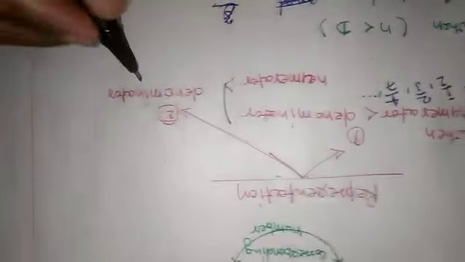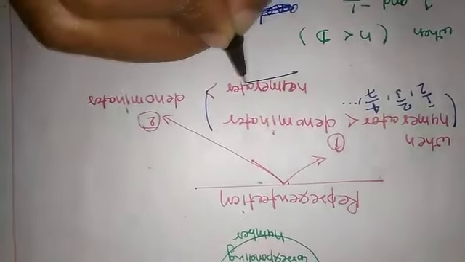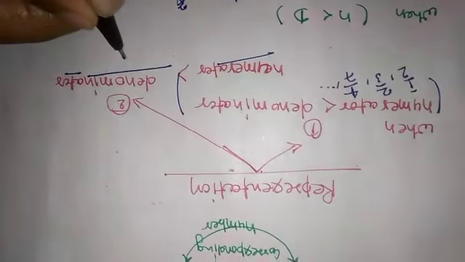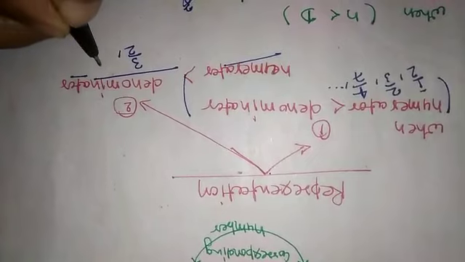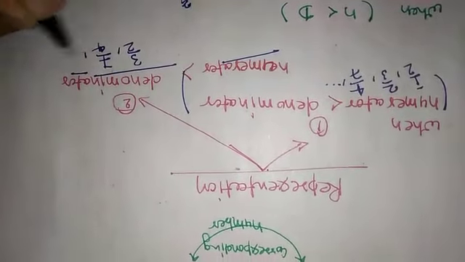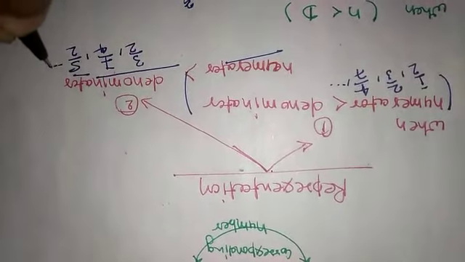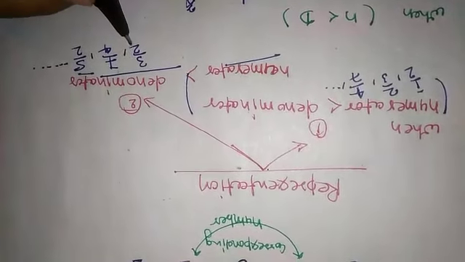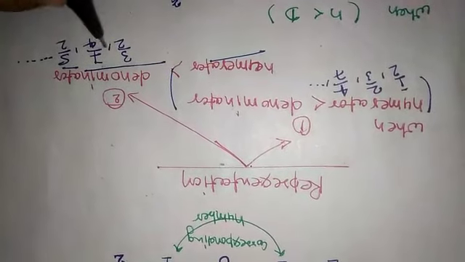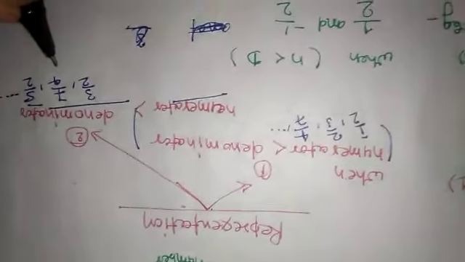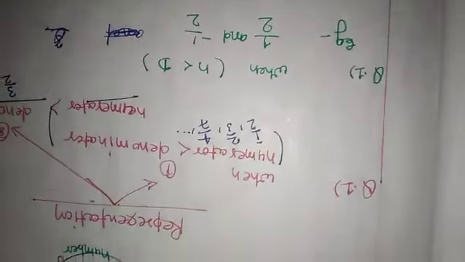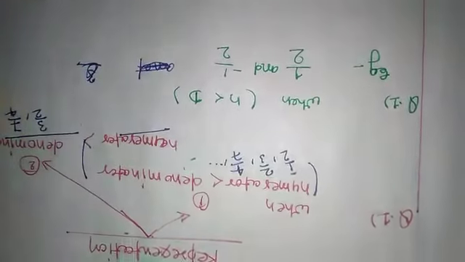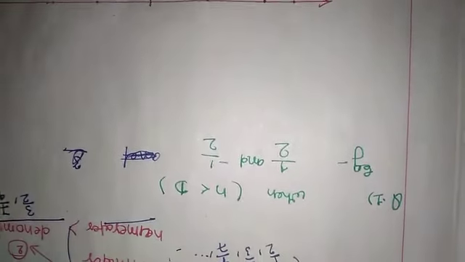And the second type, in which the numerator is greater than the denominator, for example 3/2, 7/4, 5/2, etc. In this, the numerator is greater than the denominator. Okay, so first we will learn the first type of rational number on the number line.